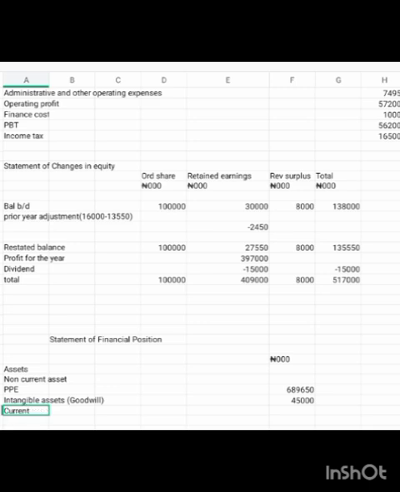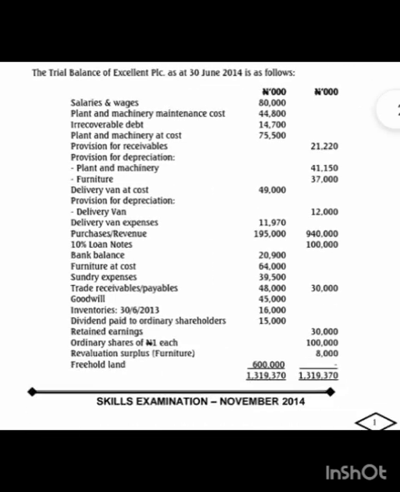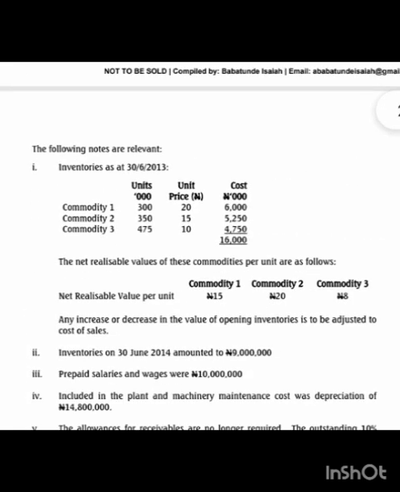Okay, let me just add these two together first. The 689 plus this will give us 734,650. Then we move to current assets. Our current assets, we have inventory at close, which is the lower of what? Lower of cost and net realizable value.